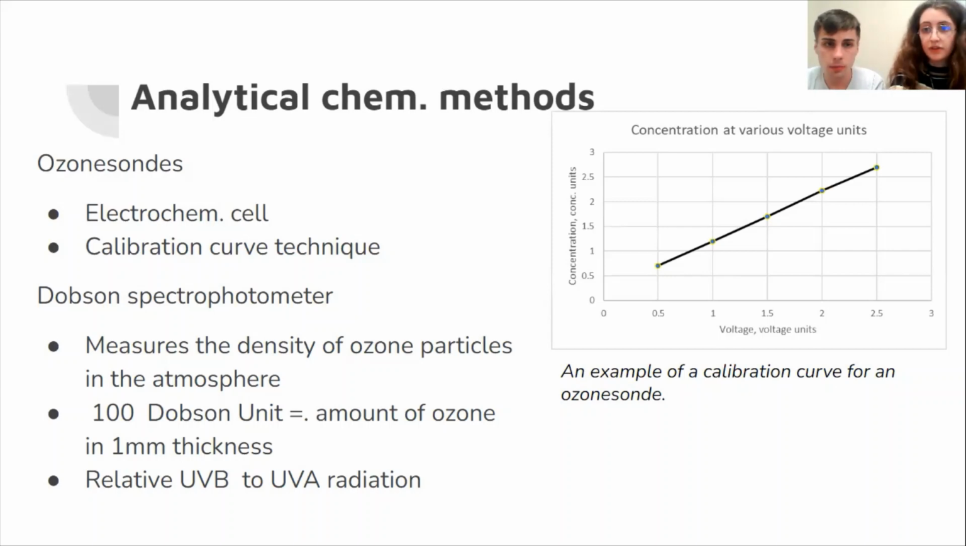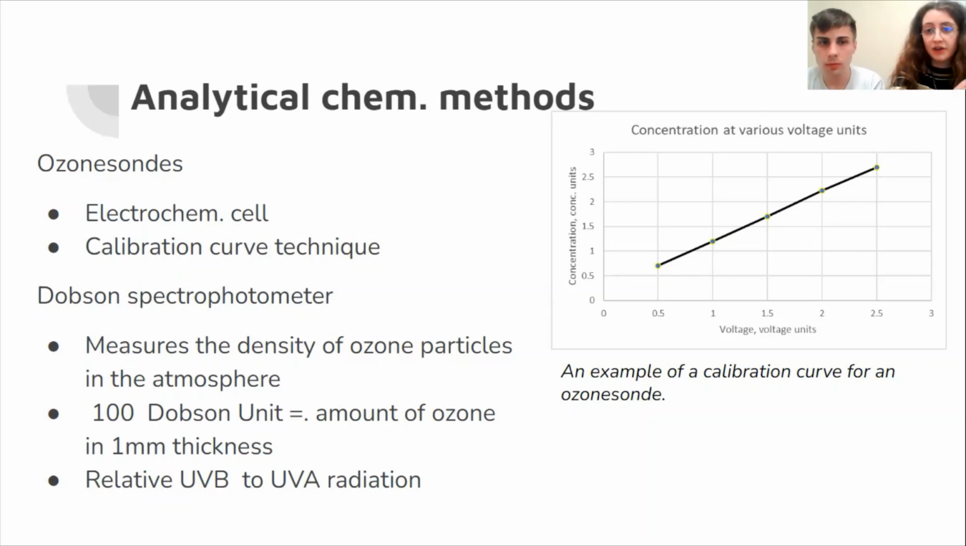Another analytical chemistry method is a Dobson spectrophotometer, which measures the density of ozone particles in the atmosphere. It's actually so common, it's been used since the 60s. They use a Dobson unit to tell you how much ozone is in the layer. 100 Dobson units is equal to the amount of ozone in a 1 millimeter thickness of the atmosphere.